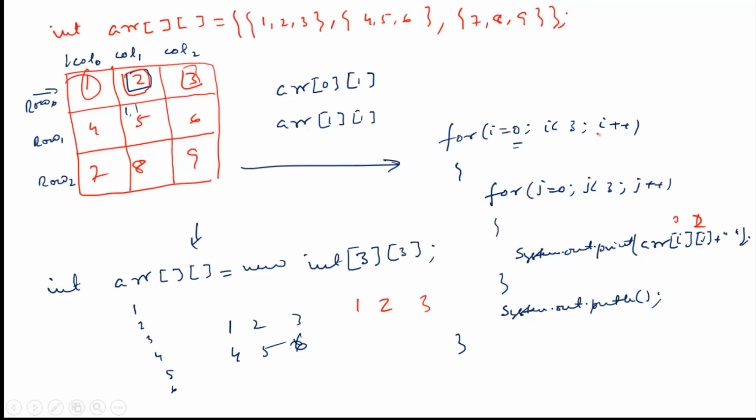Here you see i becomes 1. Now j starts again with 0, so here it is 1 and 0. This will be the value of 1 and 0, which is 4. Then j becomes 1, so it will print the 1 1 value, 5 here, then 6 here, and in a similar way it will print 7 8 9. So let's print it in the IDE.